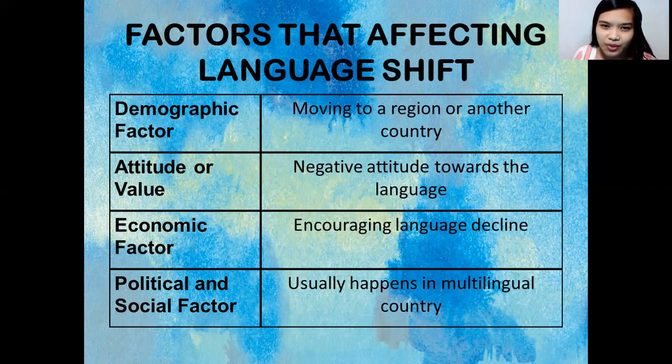The last one will be the political and social factor. Political and social factors usually happen in multilingual countries. For the political factor, the government or the country itself will choose one lingua franca to unify the people in communicating in their country. And in the social factor, it is when most communities consider another language in a monolingual society that is dominated by one group.